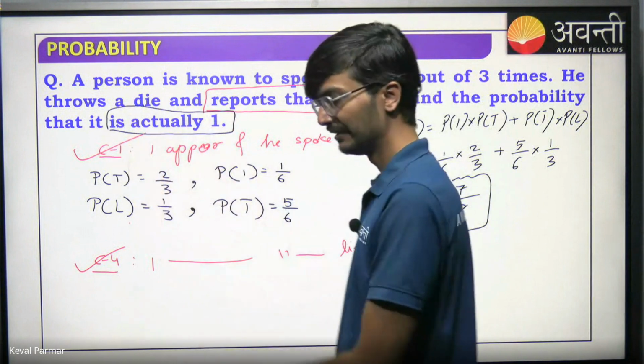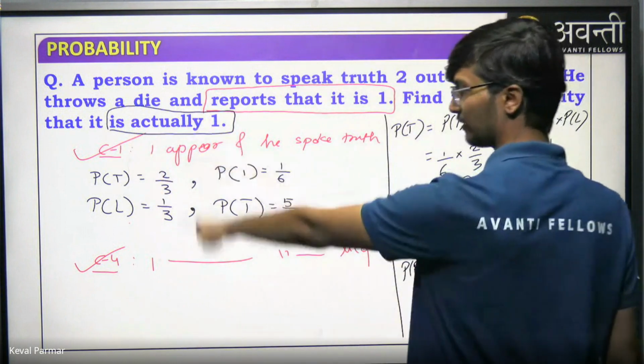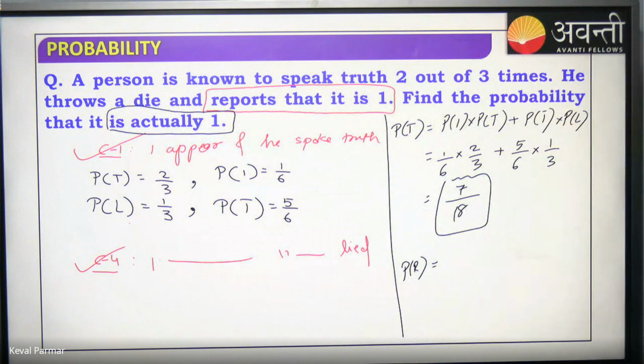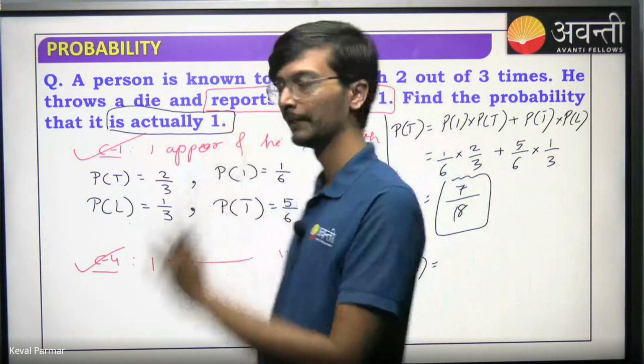So which case it is? Actually 1 वाला case कौन सा है? Case 1 or case 4? Actual में 1 आया. Actual में मतलब person कुछ भी बोले, but actual में 1 आया. That is case 1. Super मणिकांत.